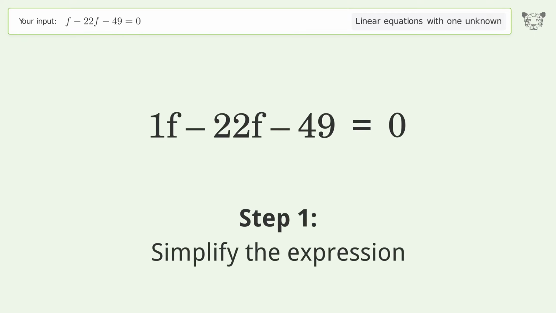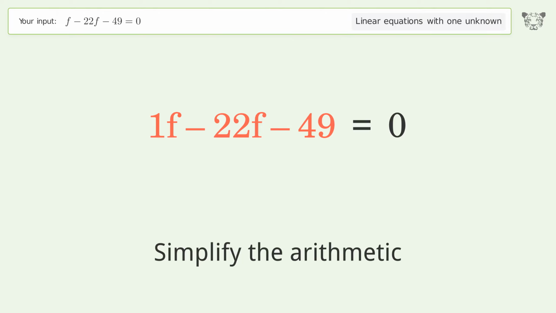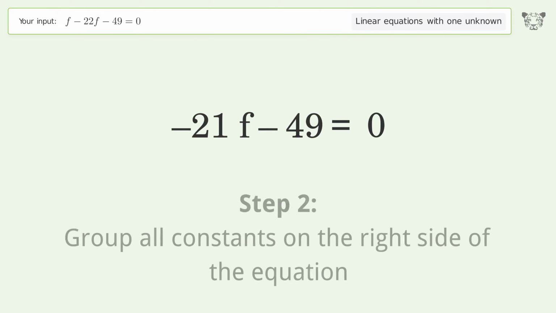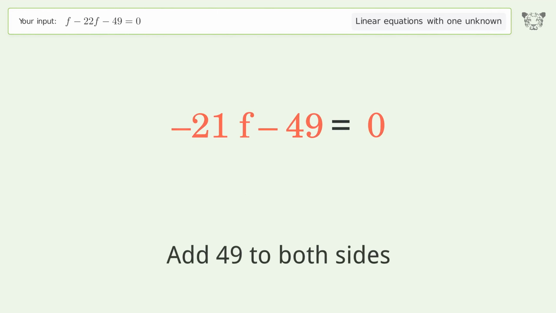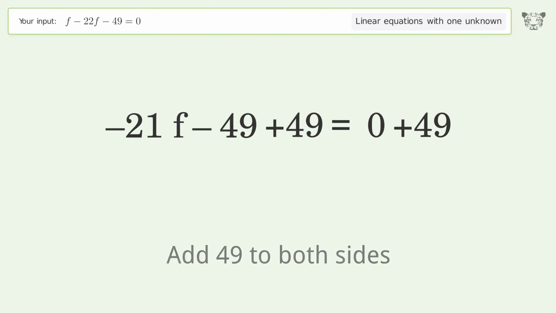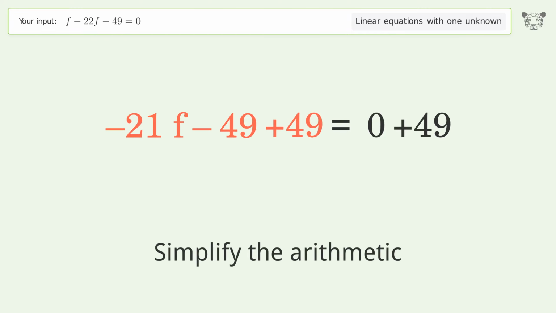Simplify the expression. Simplify the arithmetic. Group all constants on the right side of the equation. Add 49 to both sides. Simplify the arithmetic.